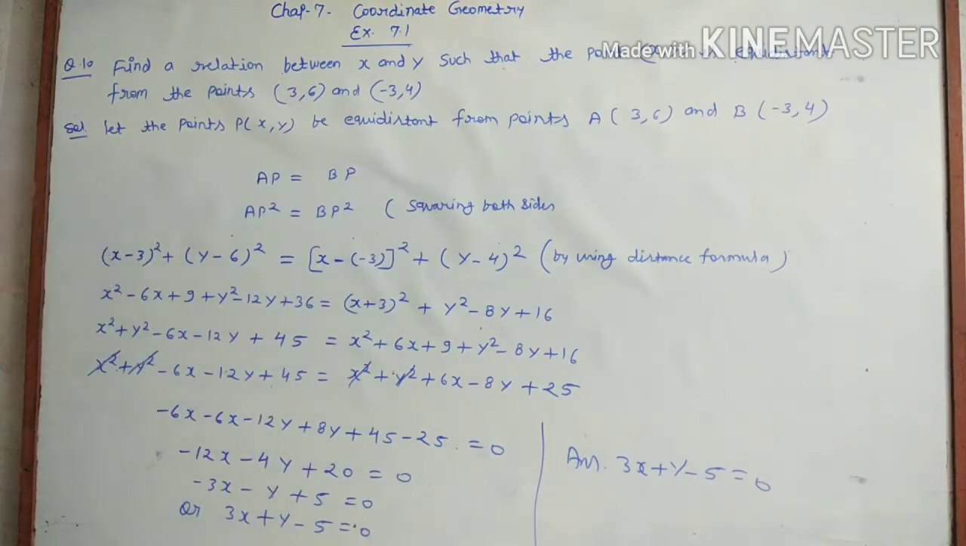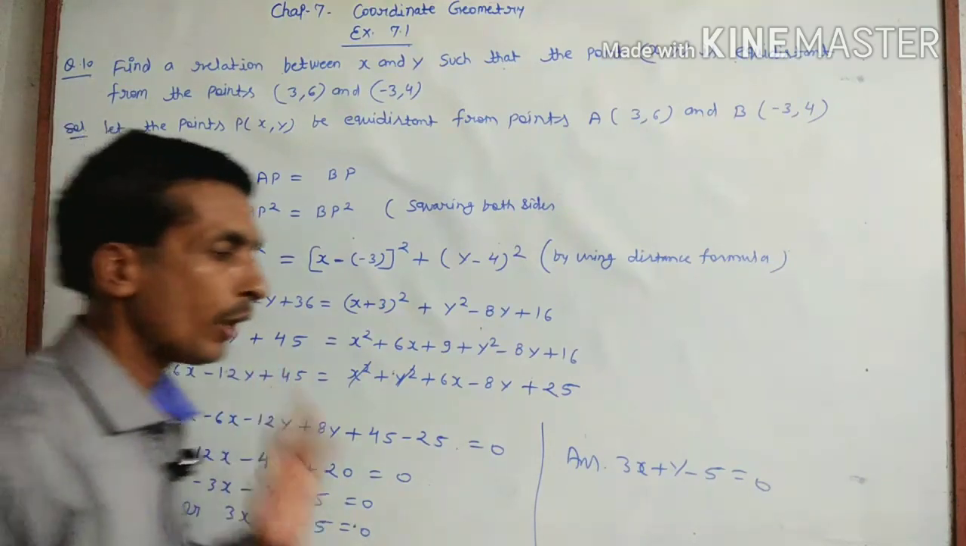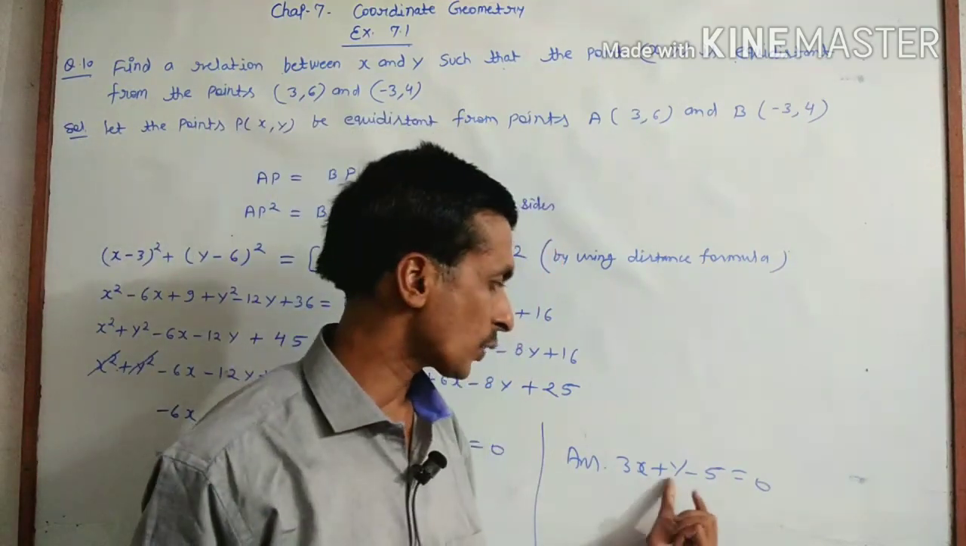So I think you can understand. You have to put the values, and after solving you will get the equation 3x plus y minus 5. This is your required relation, 3x plus y minus 5 equal to 0.